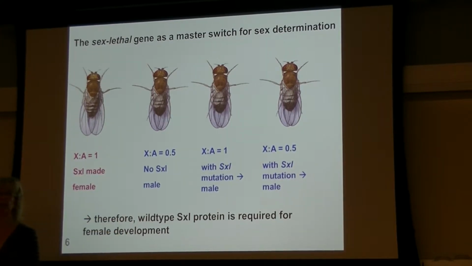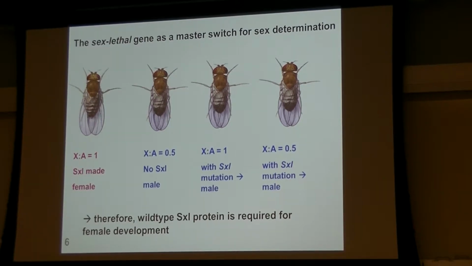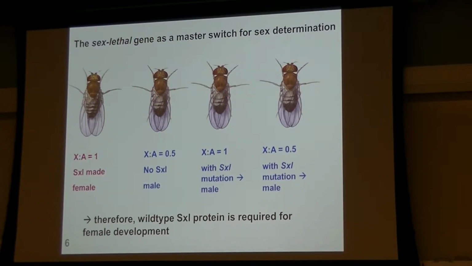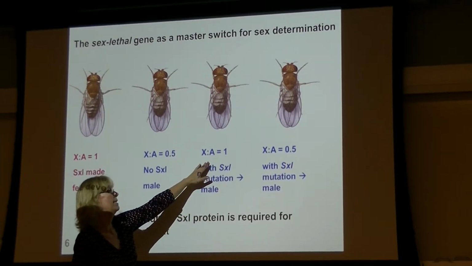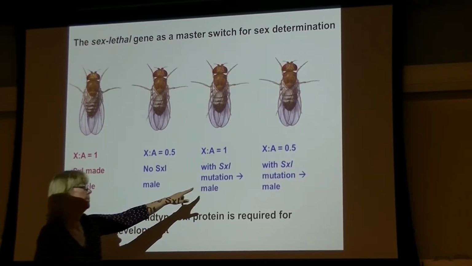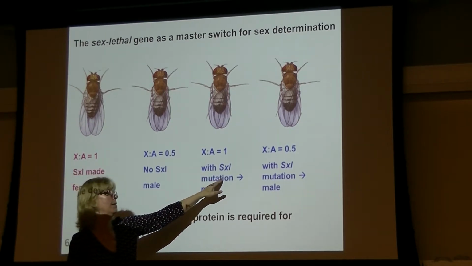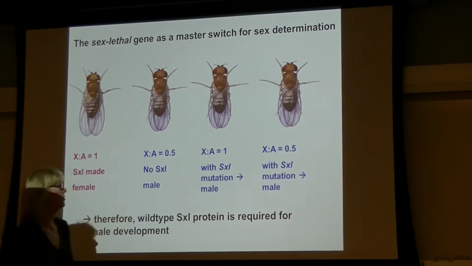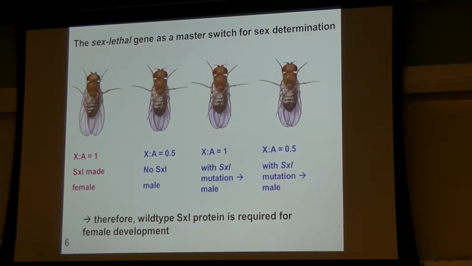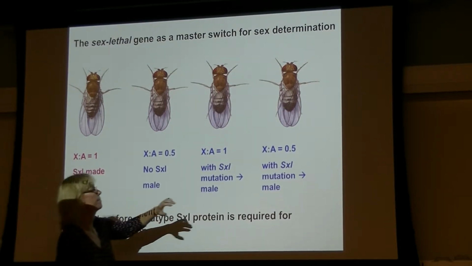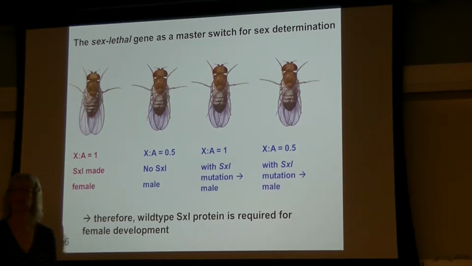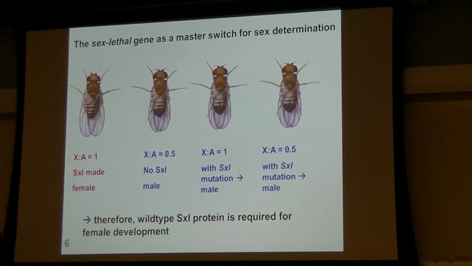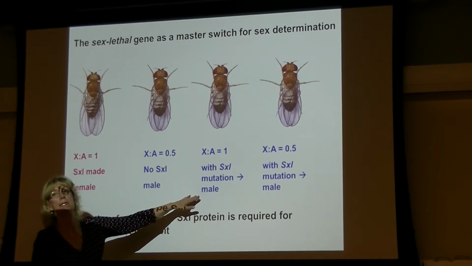Opposite scenario: if the X to autosomal ratio is 0.5, now no Sex lethal is made, and we get male development. And then here's some blockade experiment. So we have an X to autosomal ratio of 1, but we have a mutation in the XSL Sex lethal gene. Normally that should be turned on in females, but if it cannot be turned on because it's a mutation, now we're going to get male development.